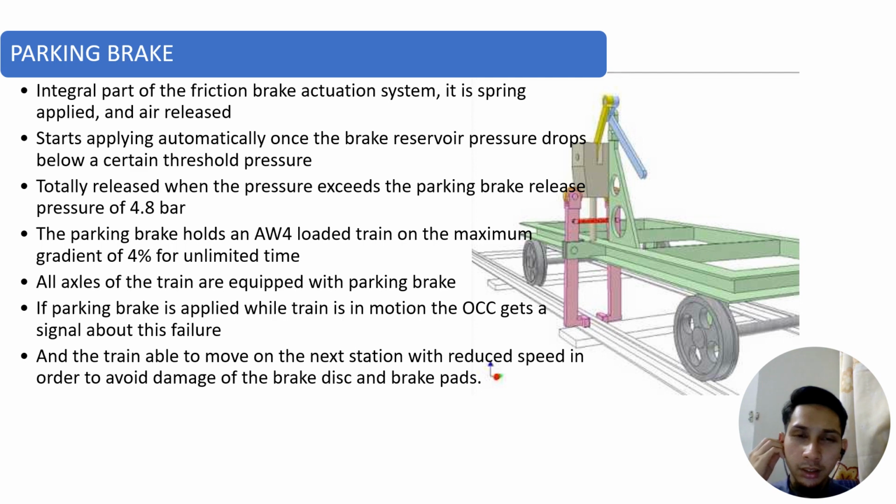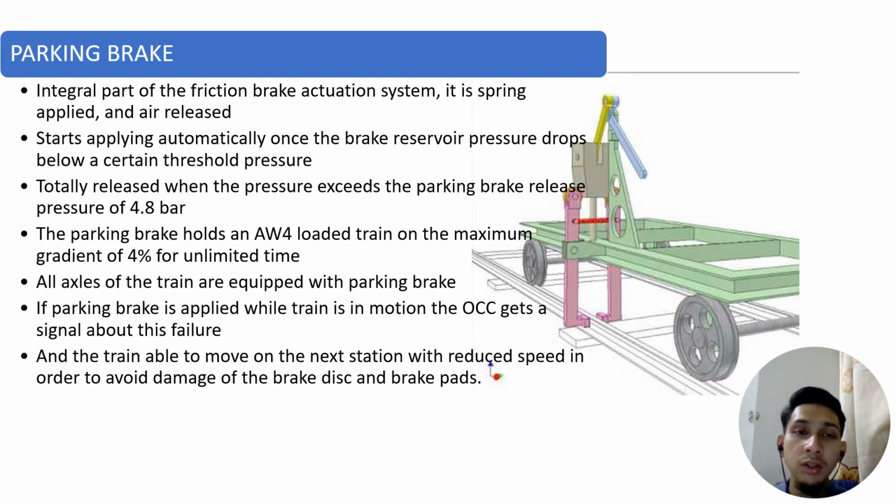So, I will explain. The next brake mode is parking brake. First, parking brake is an integral part of the friction brake actuation system. It is spring applied and air released. Parking brake starts applying automatically once the brake reservoir pressure drops below a certain threshold pressure. Next, parking brake totally releases when the pressure exceeds the parking brake release pressure of 4.8 bar.